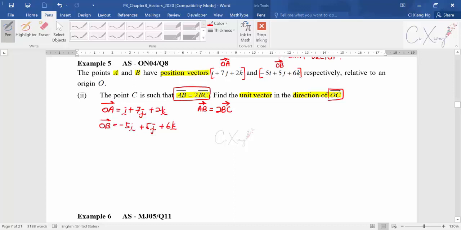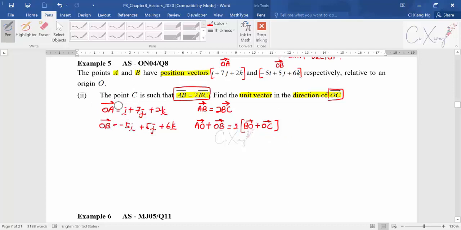To fully utilize this information, I will try to rewrite all my vectors in terms of OA and OB, because I already have the information about OA and OB. For this one, AB means AO plus OB, equals 2, you just copy the 2, and then BC you can write as BO plus OC. From here you can see that in my solution I already have OC, so I just need to move everything over and I will get OC. So what is AO plus OB?